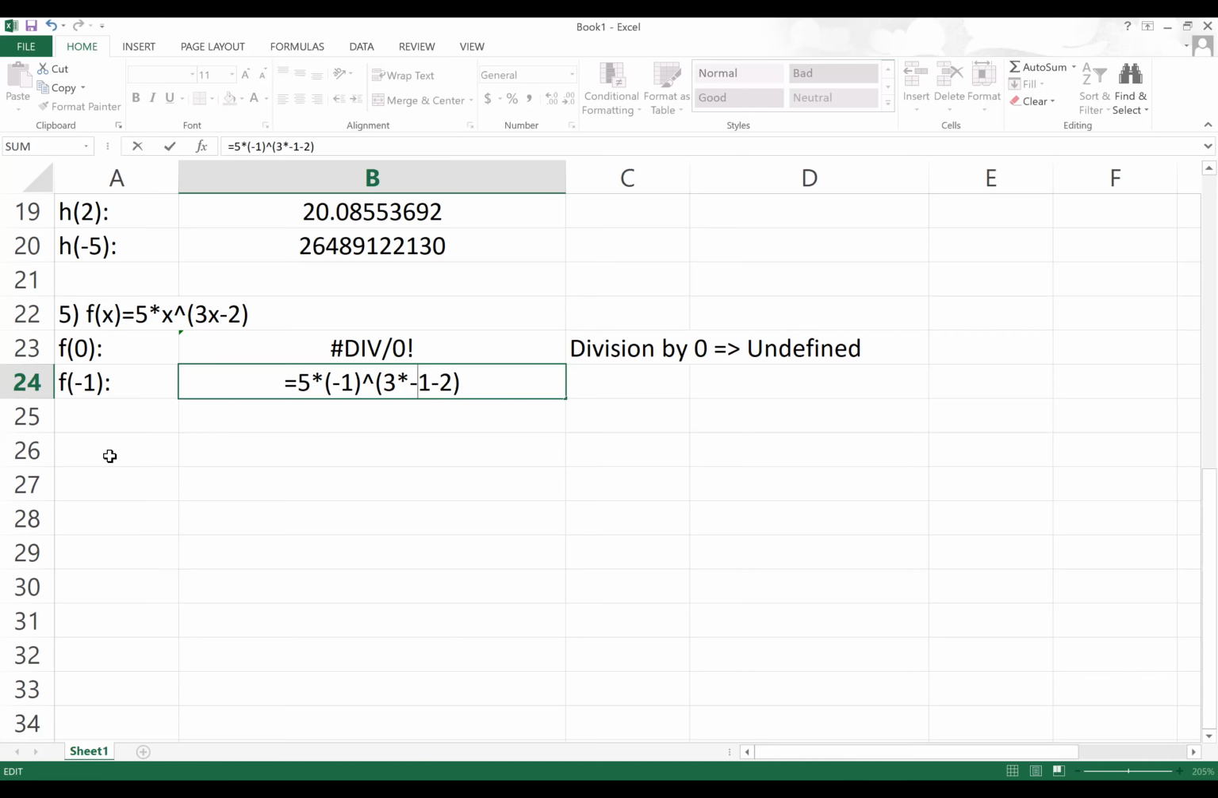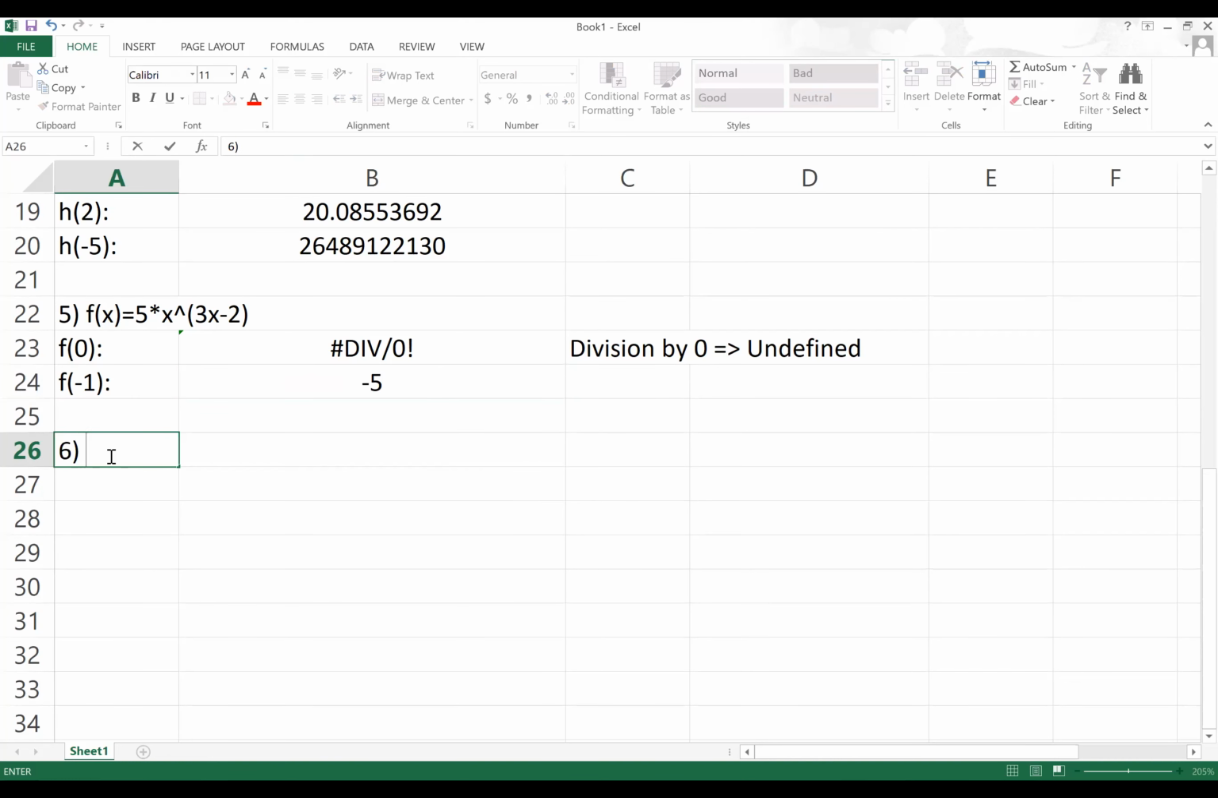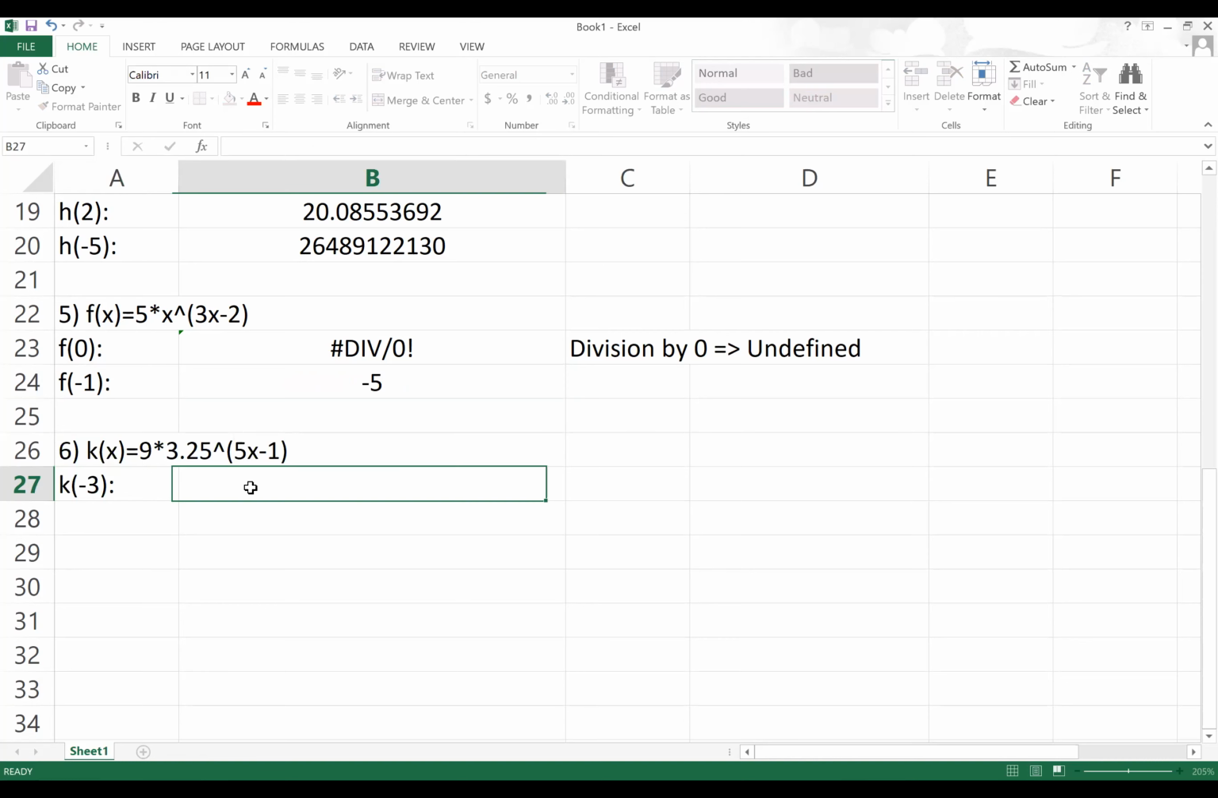Okay, question six. So we have K of X equal to 9 times 3.25 raised to 5x minus 1. Now first thing, we're going to calculate K of negative 3. So here, replace x with negative 3. So it's 9 times 3.25 raised to 5 multiplied by negative 3 and minus 1. Okay, let's give you the result.